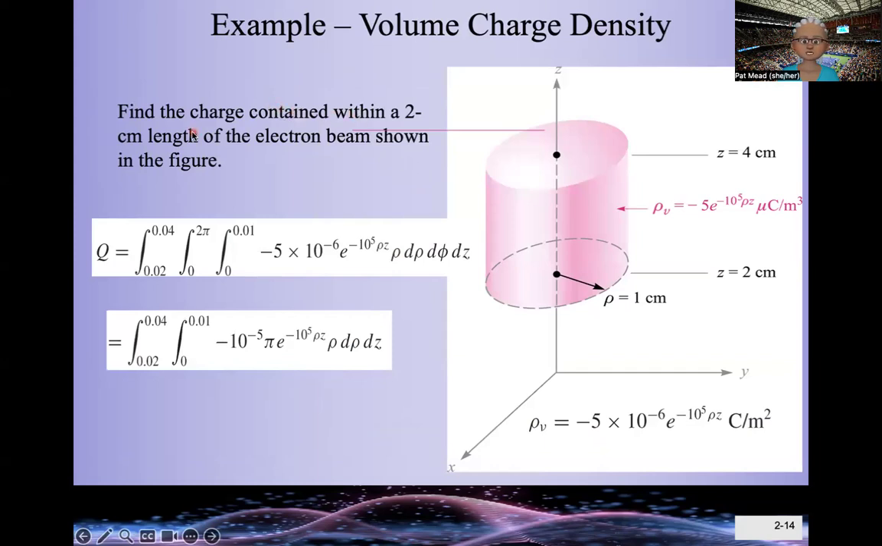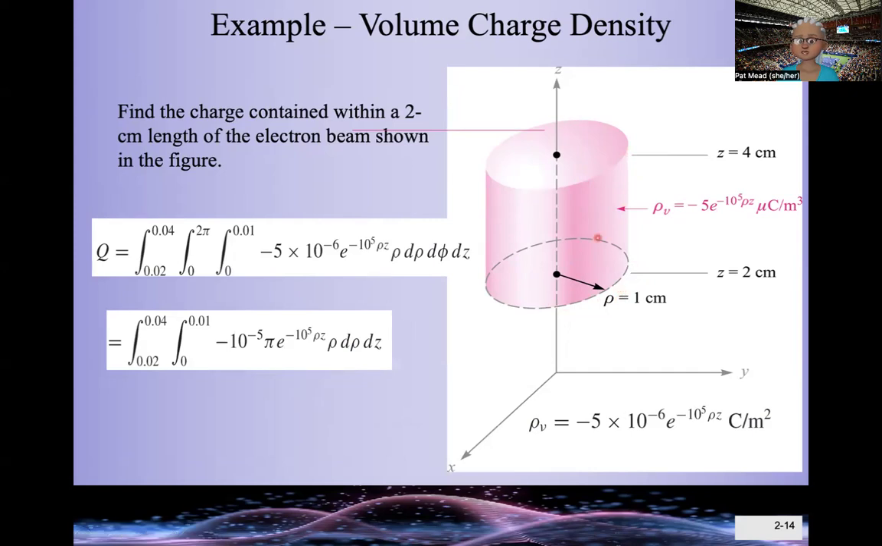Okay, all right, so here's an example. Find the charge contained within a 2 centimeter length of the electron beam shown in the figure. This figure shows a portion of an electron beam. Notice that they're asking for the total charge over a certain part of the electron beam, not the total beam. You can assume that if it's a beam, it doesn't just start and end. That's not how electron beams work. But for the purposes of this problem, if you just looked at a chunk of this beam along the z-axis, it's a 2 centimeter length, right? It goes from z equals 2 centimeters up to z equals 4 centimeters. So the total length is 2 centimeters.